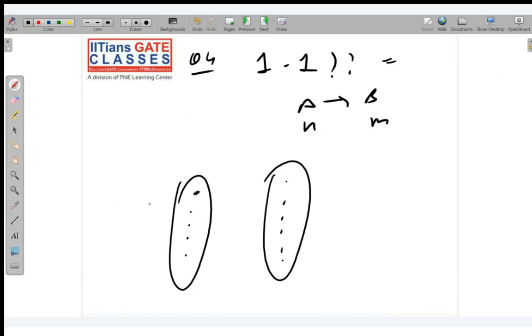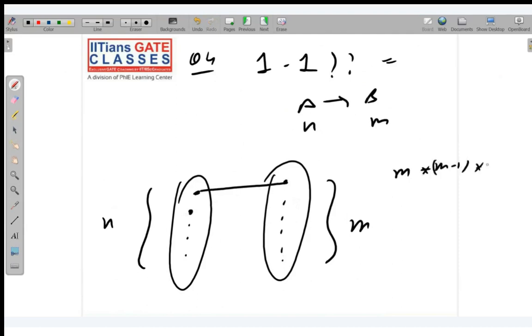So how many elements are here? n, and here we have m. The first element will be mapped to one of these, so m possibilities for the first element. Now for the second element, how many possibilities are left? If the first is mapped to this, then m minus 1 possibilities are left for the second element, because it cannot go here. Next, m minus 2 possibilities, and so on.